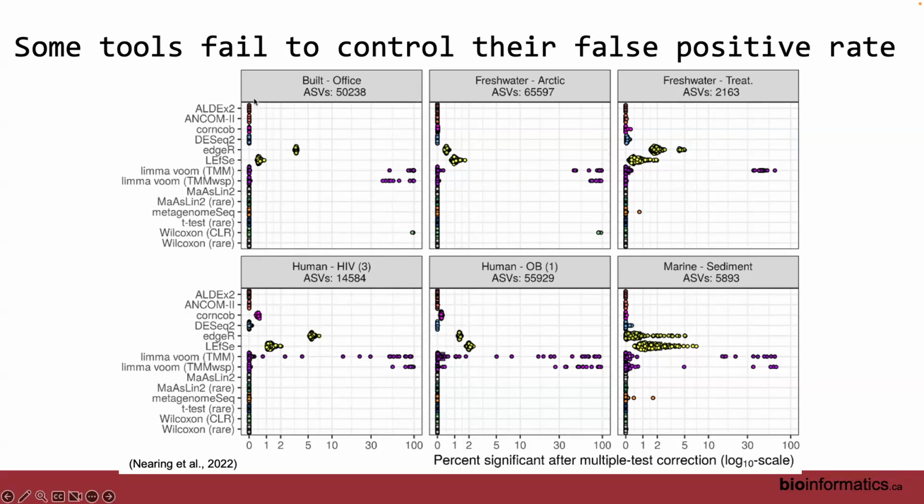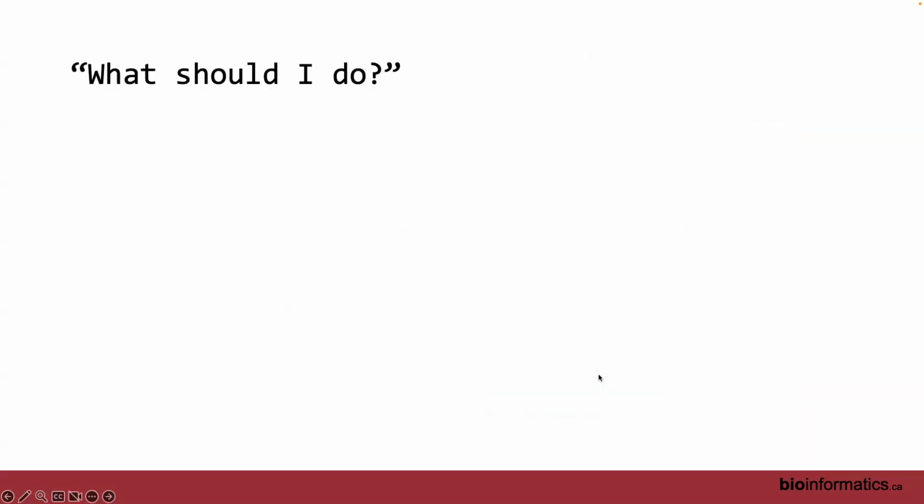Most of the methods actually did fairly well, so they're close to 0. This is a log scale. But you do see some of the methods here having a few different false positives, and this Lima Voom almost going off the scale with hundreds of false positives in a single data set. Okay, so that's quite depressing.